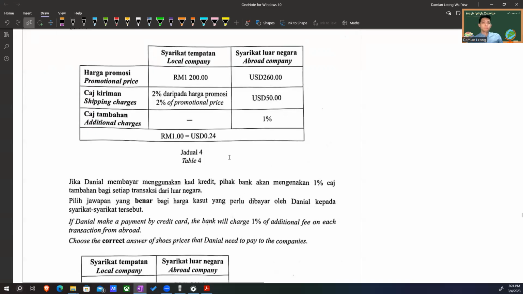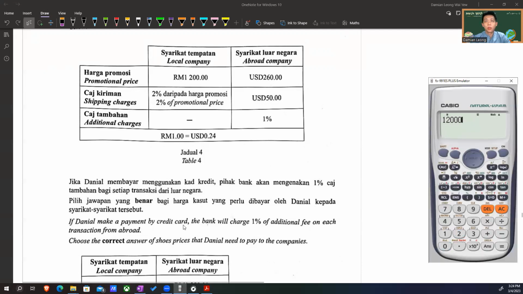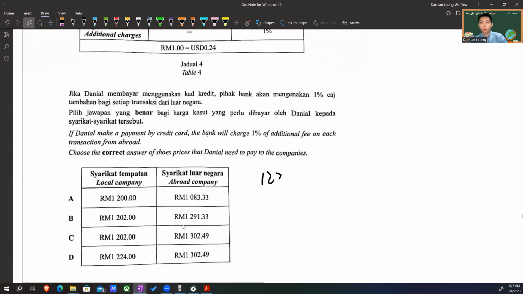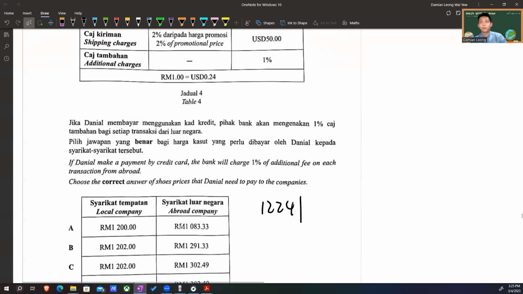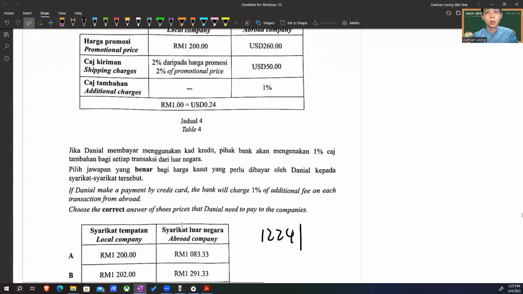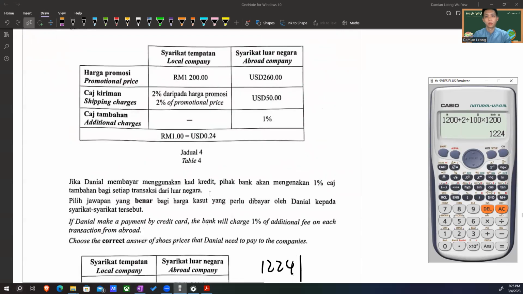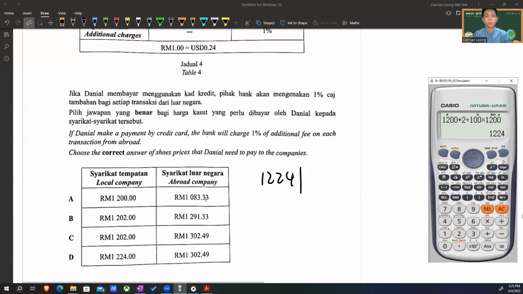Okay. So basically, for the local company, it will be 1,200 plus 2% of the promotional price. So 2 over 100 times the 1,200. So it's 1,224. Okay. And the other one, this is all in ringgit. So actually should it be in ringgit?